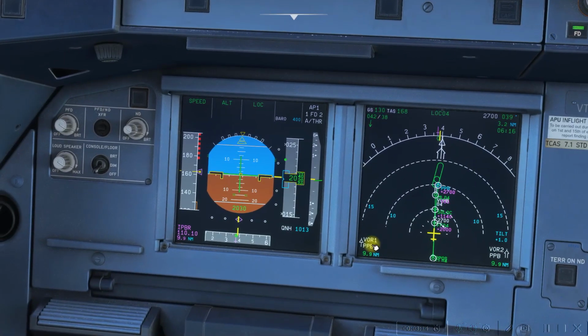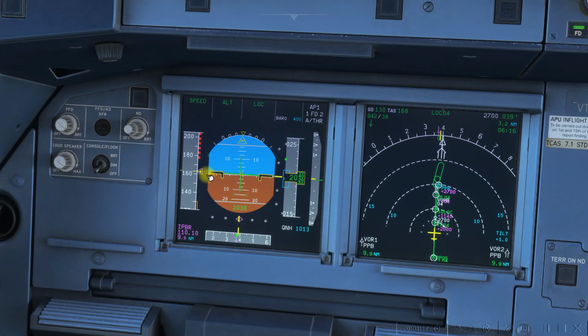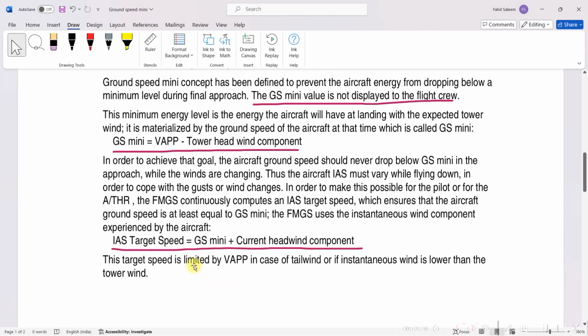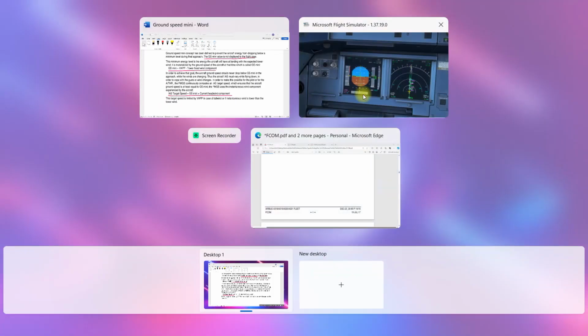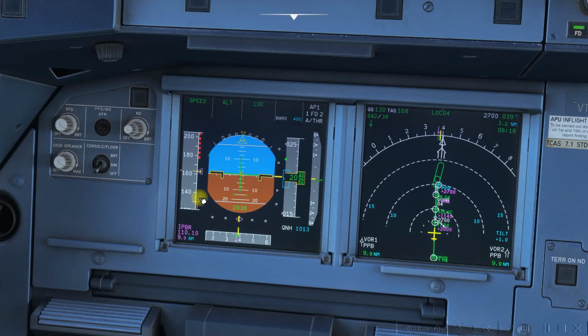So then why are we maintaining 165 knots? Again, to understand this, let's look at the FCOM. So what the aircraft does is compute an indicated speed target using the GS mini. So GS mini plus the current headwind component. So what is the GS mini? We just computed it at 125 knots. And how much is the current headwind component? The aircraft is currently experiencing almost 40 knots of headwind. So 125 knots of GS mini plus 40 knots of headwind will give you your indicated speed target of 165 knots.